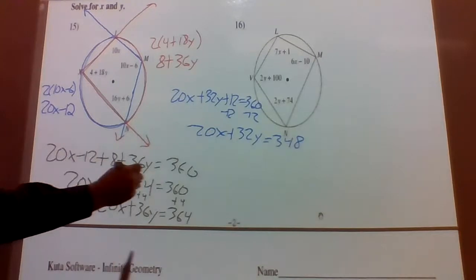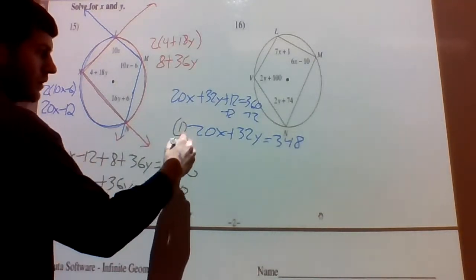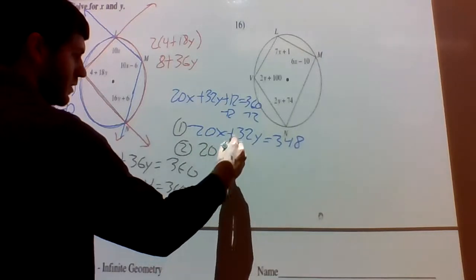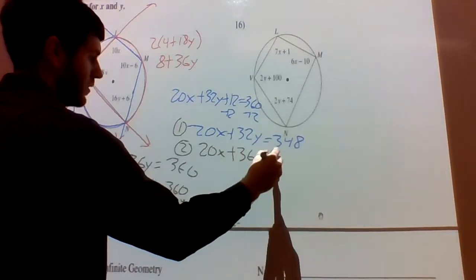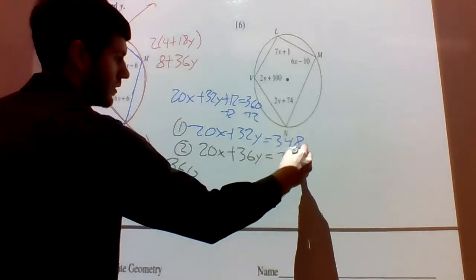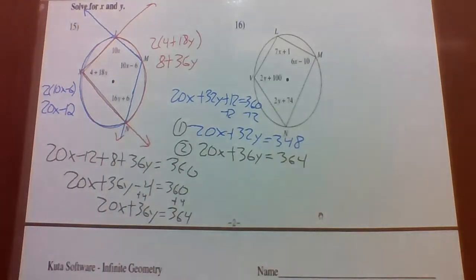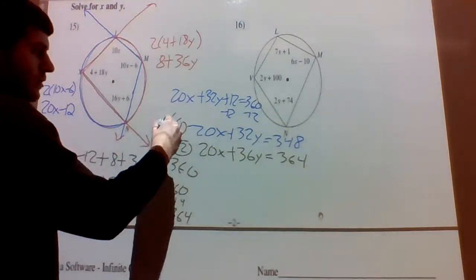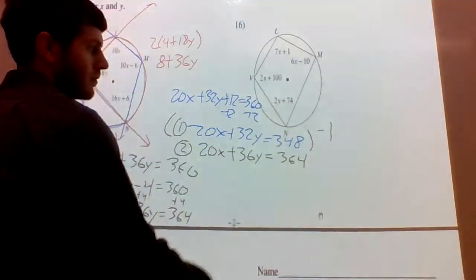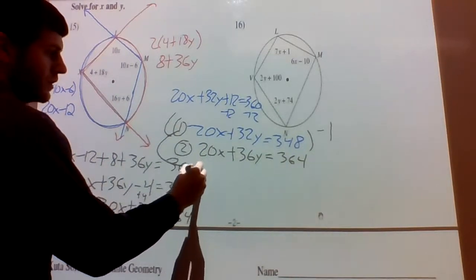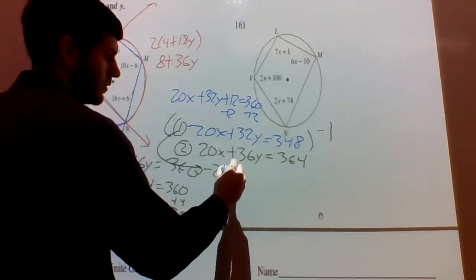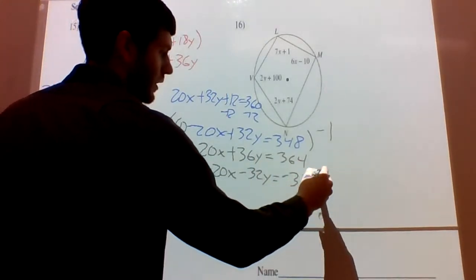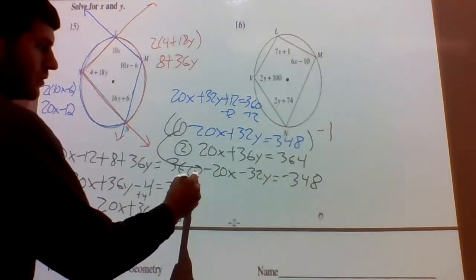So if we put that next to our other equation, here's equation 1, here's equation 2. We have 20x plus 36y equals 364. Okay. I'm going to use elimination because I see two 20x's. So what I'm going to do is multiply the first equation by -1. If I rewrite the first equation here, we're going to have negative 20x minus 32y equals negative 348. Okay, add those two equations together.